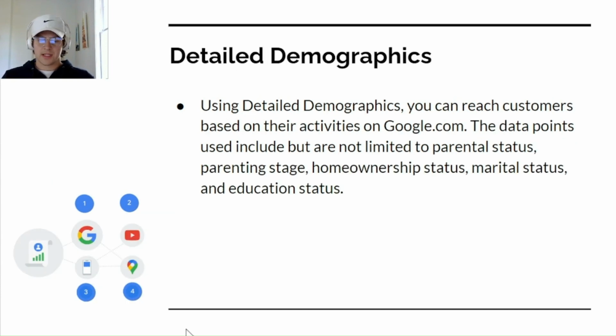So detailed demographics is interesting, right? It's more like specific aspects about a person, right? So parental status, parenting stages, home ownership status, marital status, education status, age. It's really less so about behavior and more so about who they are specifically, right? Be careful with detailed demographics if you're in real estate or in financial services or any highly regulated industry, because Google has a few internal regulations around targeting certain financial detailed demographic metrics.